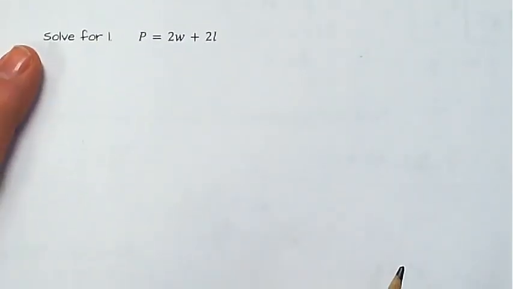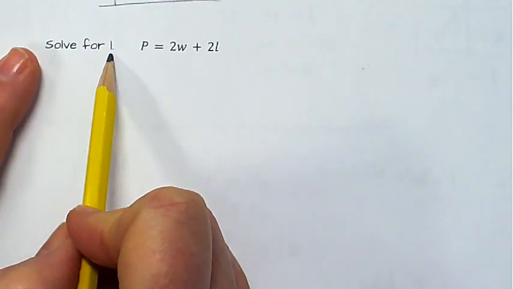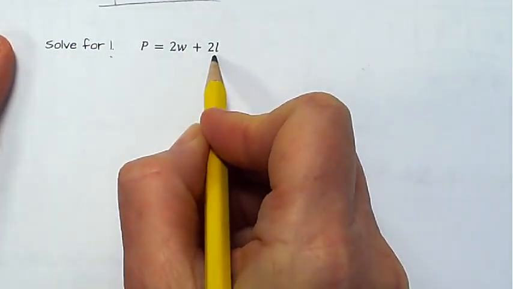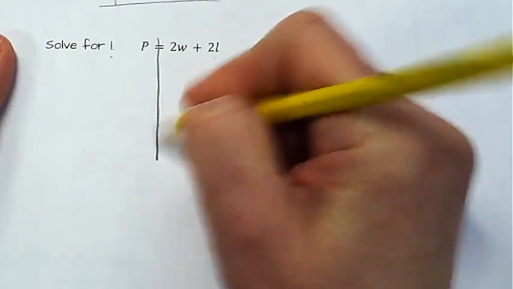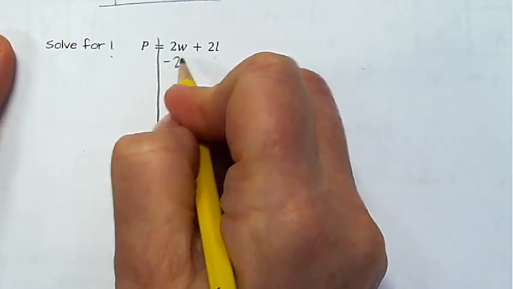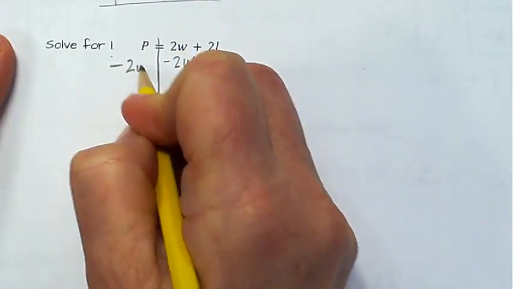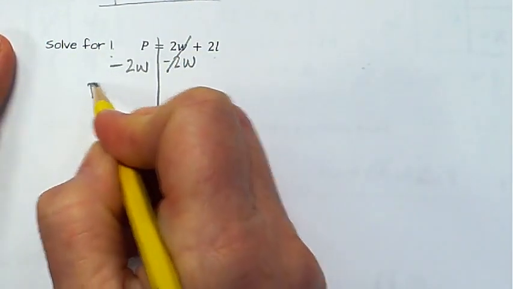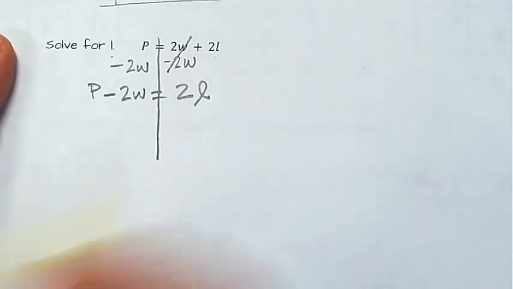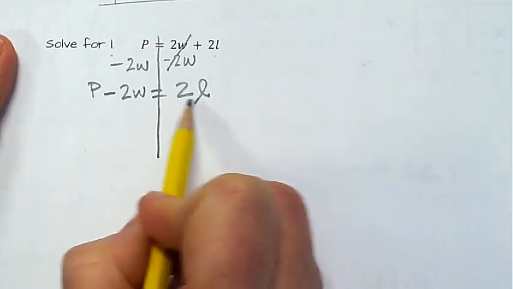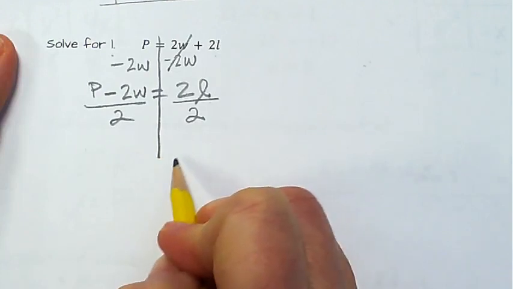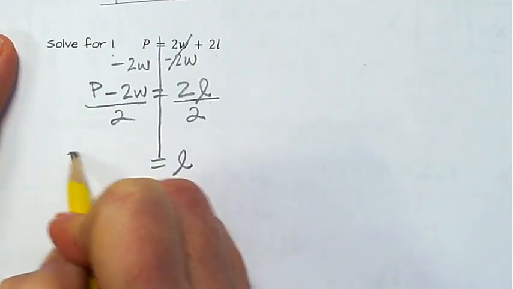So if I want to get L by itself, there's two ways I could do this, but I'm guessing most people are going to say get rid of 2w. So let's go ahead and do that. I'm going to do minus 2w. So p minus 2w equals 2l. And then I'm going to undo the multiplication, divide both sides by 2. So L equals p minus 2w over 2.